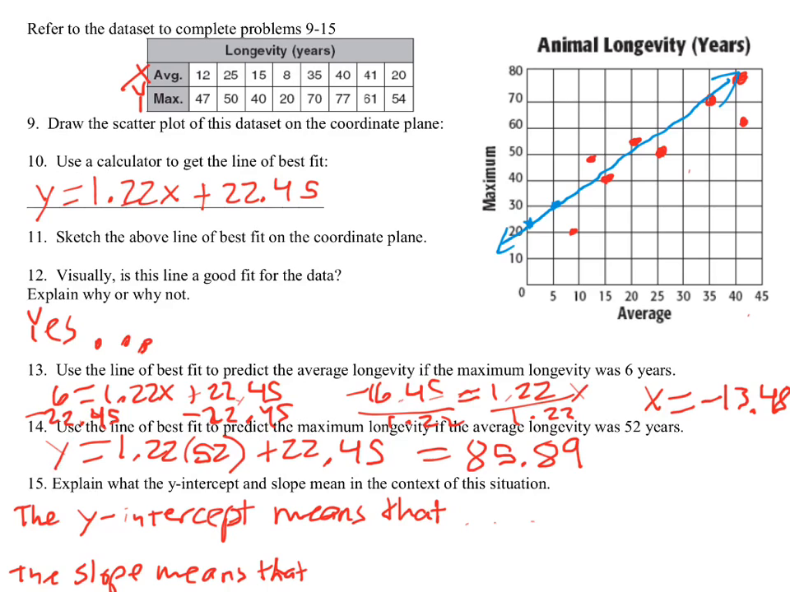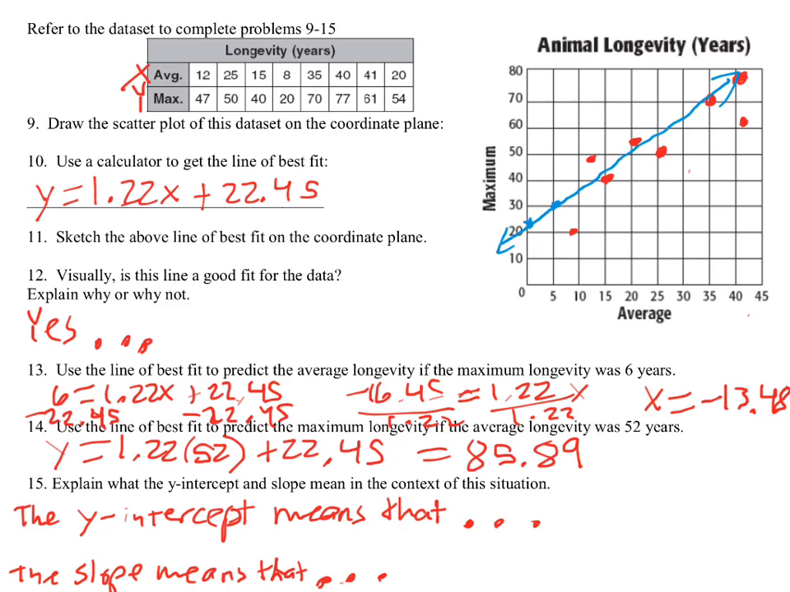15. You need to explain what the y-intercept stands for and what the slope stands for in this situation. I didn't write it all out because I just don't want to bore you with a bunch of writing. But the y-intercept is this 22.45. That stands for the maximum longevity given the average is 0. You think about your y-intercept as the y value when x is 0. Fill those y's and x's with what they actually stand for. So it's the maximum longevity if the average longevity is 0. So that's what the y-intercept means.